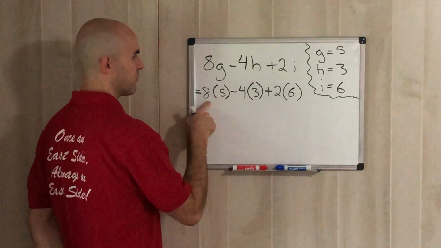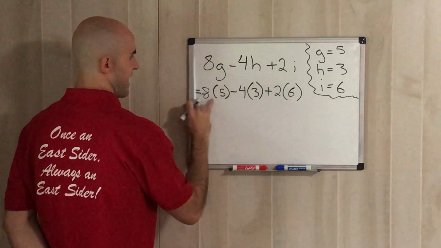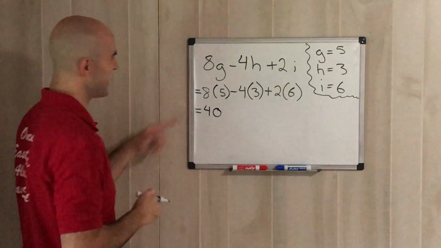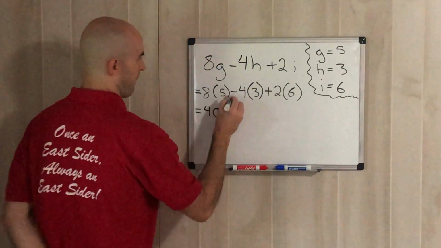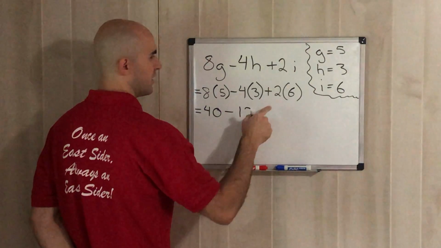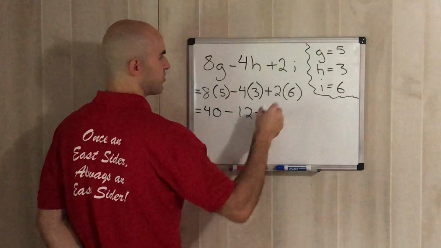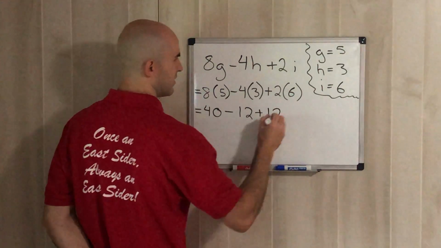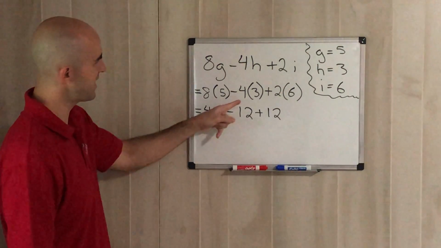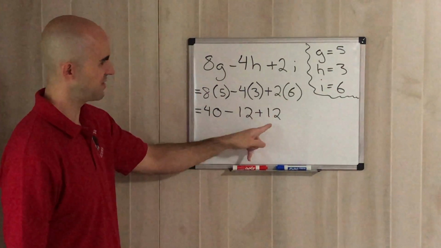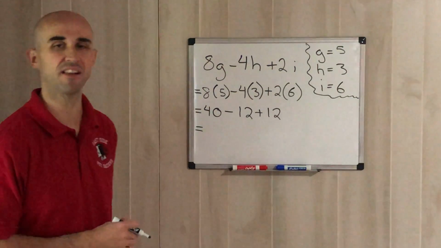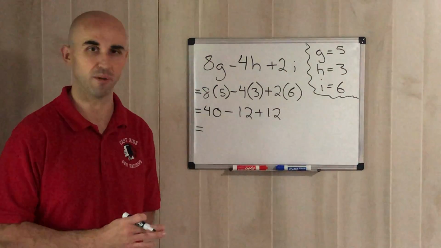So again, whenever we have numbers next to parentheses, it's always multiplication. 8 times 5 is 40. Minus, we know that 4 times 3 is 12. Plus, we know that 2 times 6 is 12. Right? And now, so again, all I did, 8 times 5 is 40. 4 times 3 was 12. 2 times 6 was 12. And now it's just simplifying it. And some people may notice something immediately, but I'll work through it. Your answer is going to be 40 immediately.